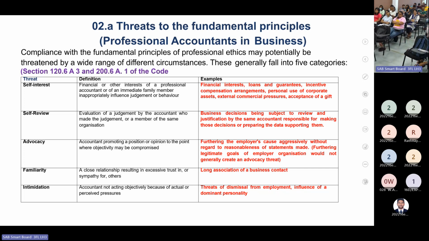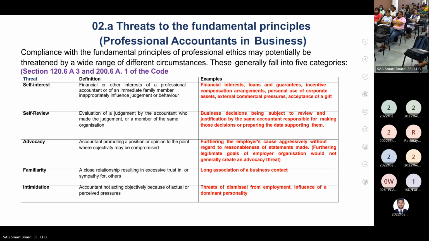So now you can understand the connection. Because of these threats, you will be breaching the fundamental principles, right? You will be breaching the fundamental principles, right? So now we know what the fundamental principles are, what the threats are, right?